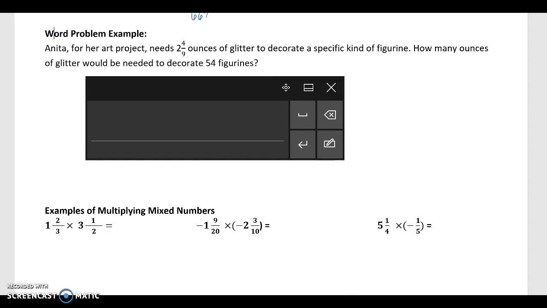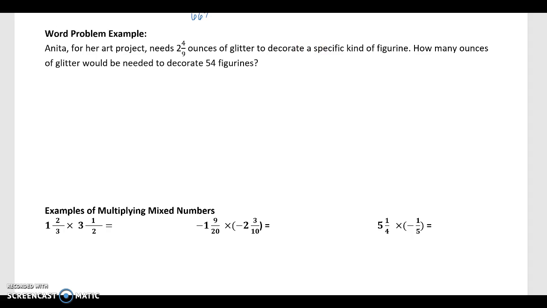And there we go. She needs 2 4/9 ounces of glitter to decorate. So how many ounces of glitter, of is my keyword, would be needed to decorate 54 figurines? So of is a keyword. That means we're going to multiply. So that means I need to multiply 2 4/9 times 54.